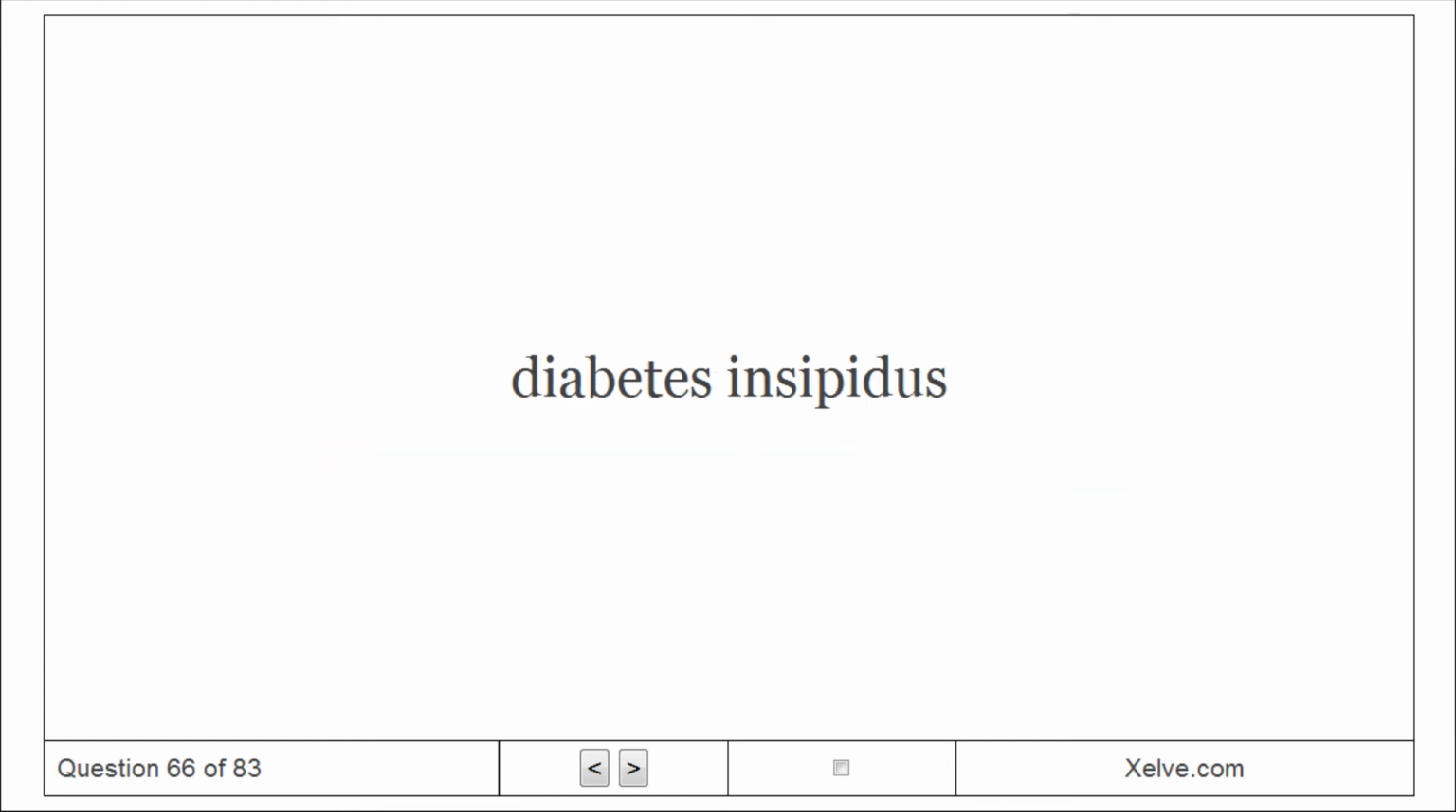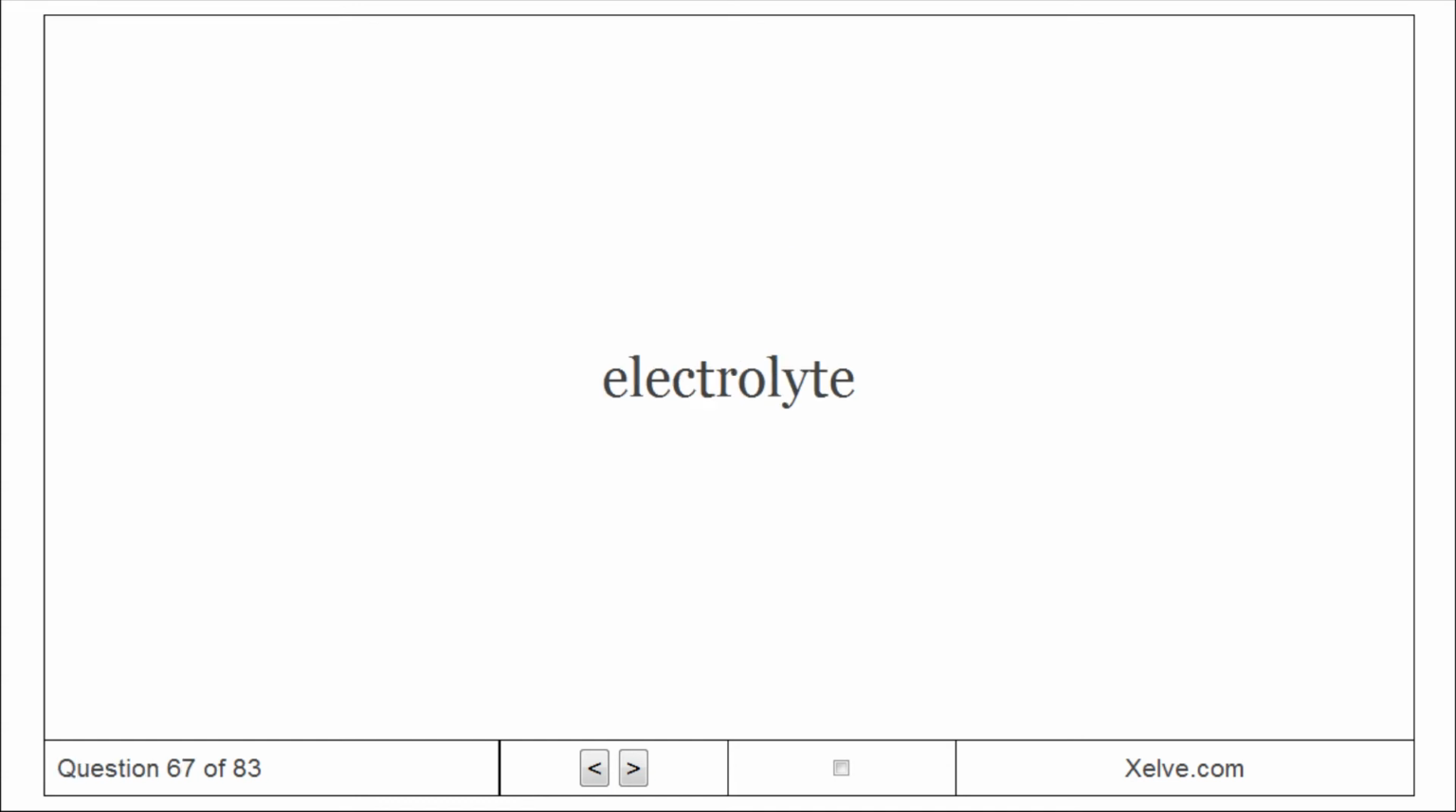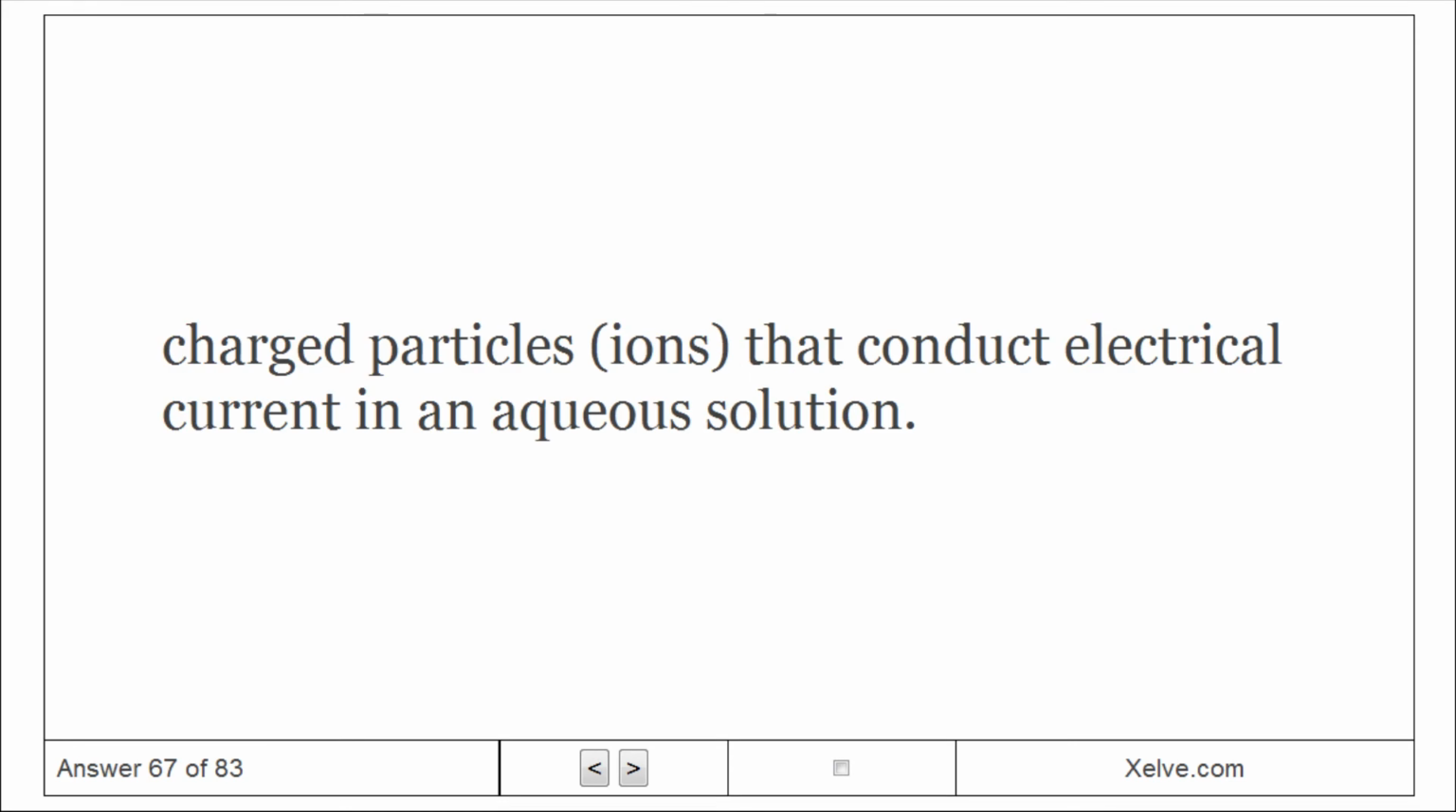Diabetes insipidus. When ADH is not released, huge amounts of very dilute urine flush from the body day after day, which can lead to severe dehydration and electrolyte imbalances. Electrolyte. Charged particles that conduct electrical current in an aqueous solution.